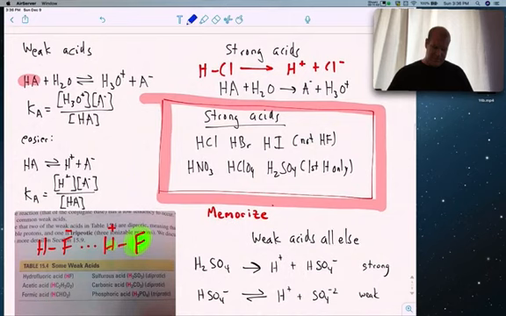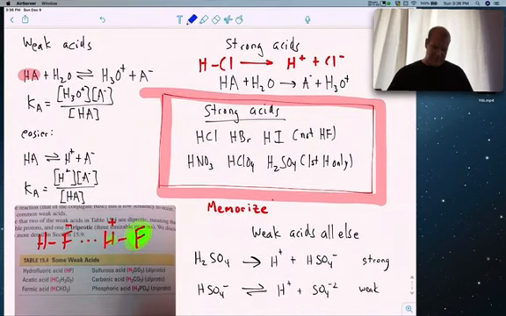Okay, so weak acids and strong acids. If you remember in 161, if you had me, we were talking about weak electrolytes and strong electrolytes. Weak acids are weak electrolytes. Strong acids are strong electrolytes. And it's pretty easy to remember them. You just have to memorize the strong acids.